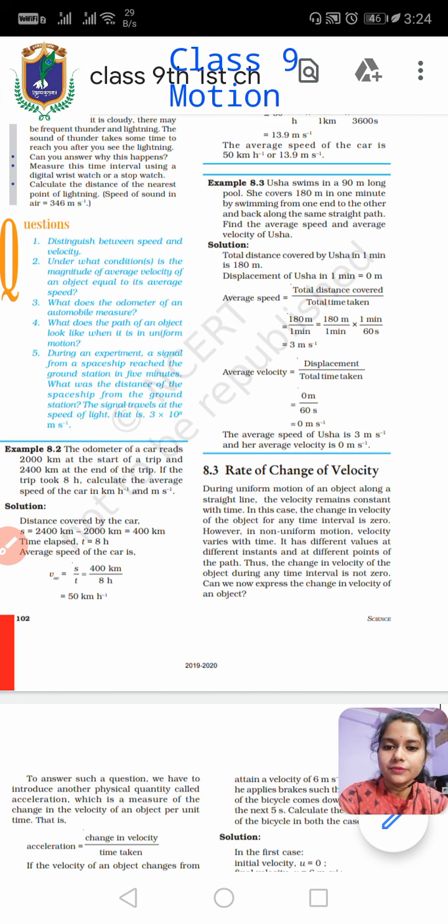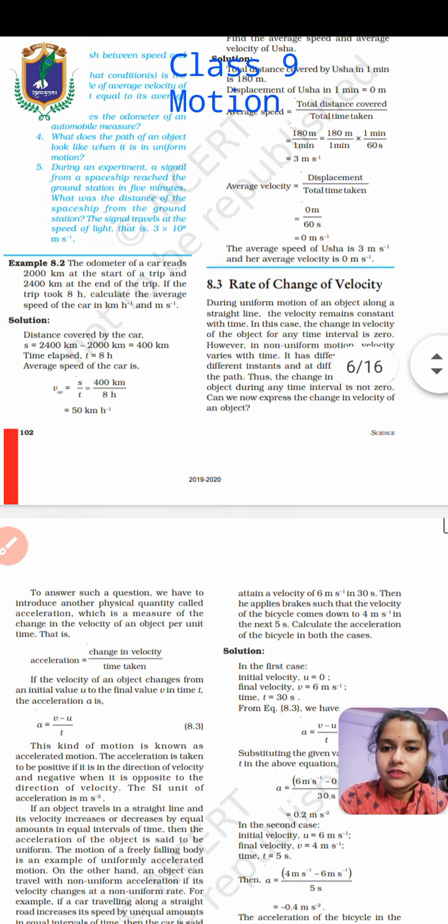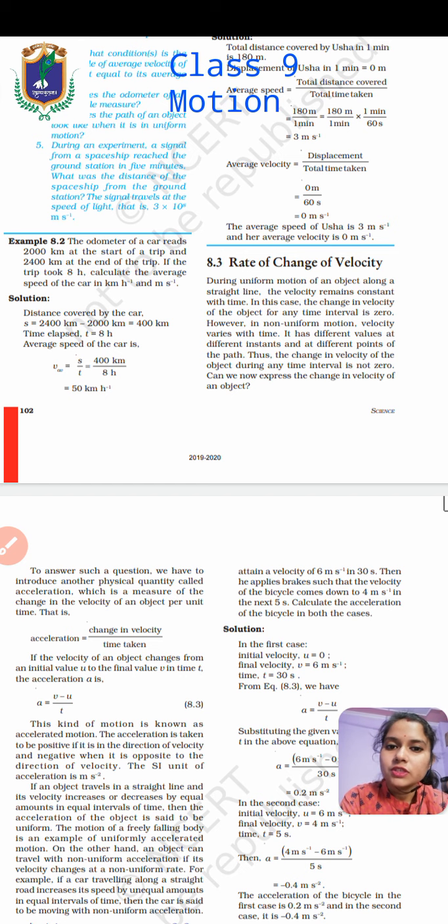What is velocity? Velocity and speed are almost the same. In case of speed, we do not need any direction, but in case of velocity, we need directions. During uniform motion of an object along a straight line, the velocity remains constant with time. In this case, the change in velocity of the object for any time interval is 0.